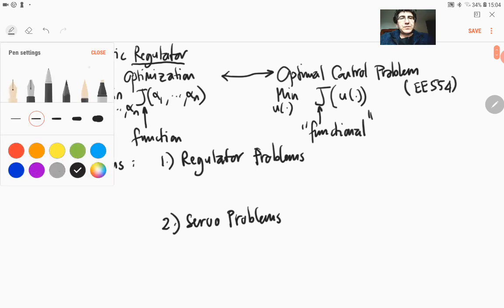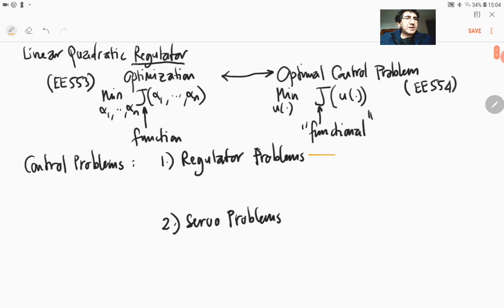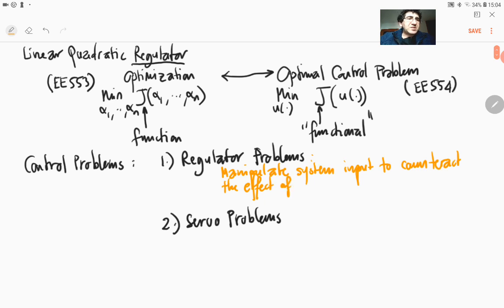In the case of regulator problems, what we are effectively saying is that we are trying to manipulate system input to counteract the effect of disturbances or initial conditions.